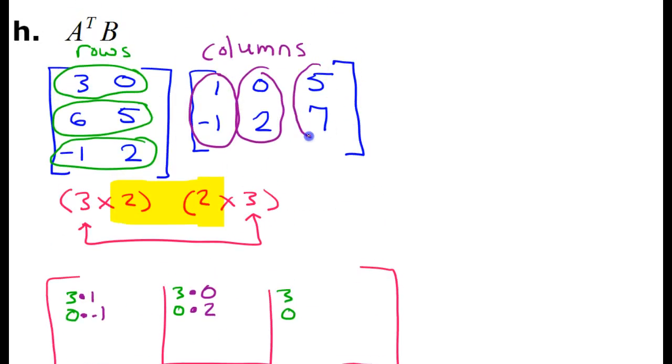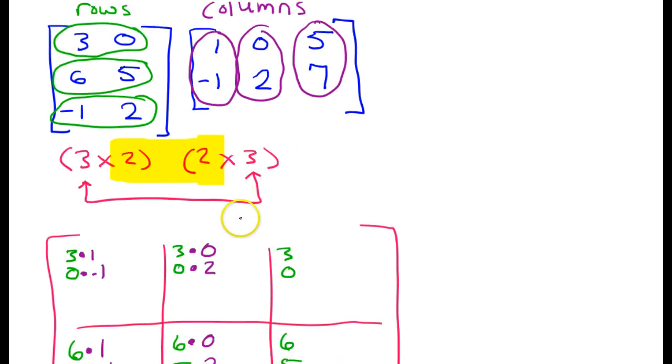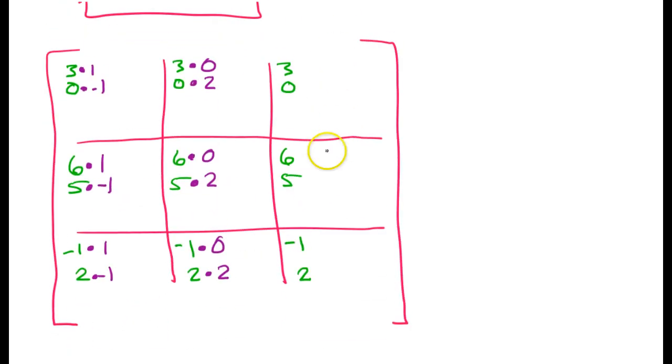Okay, and finally column 3, 5, 7. Column 3 goes down column 3. So times 5, times 7, times 5, times 7, times 5, times 7.